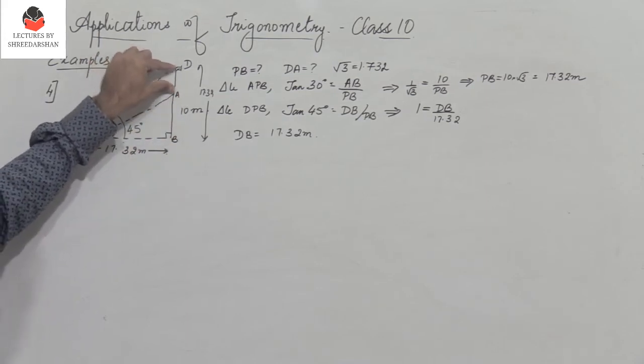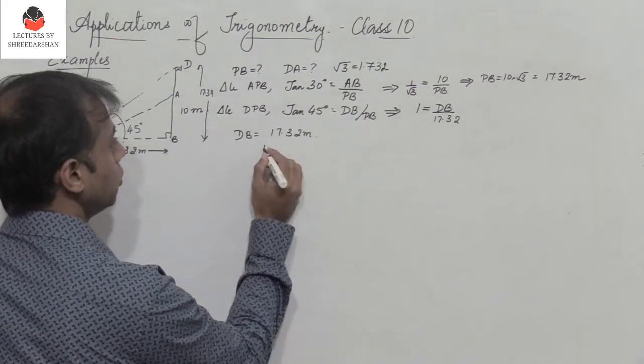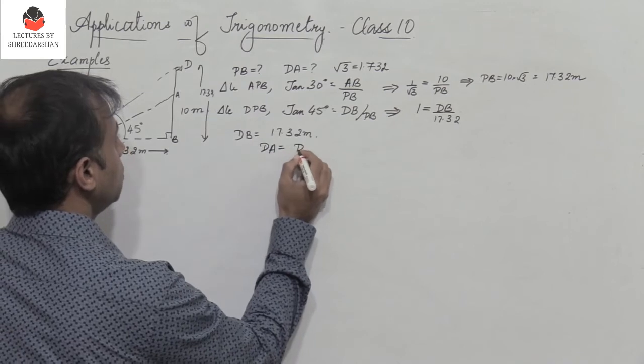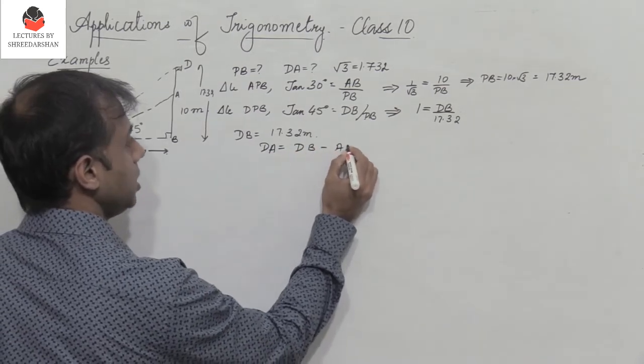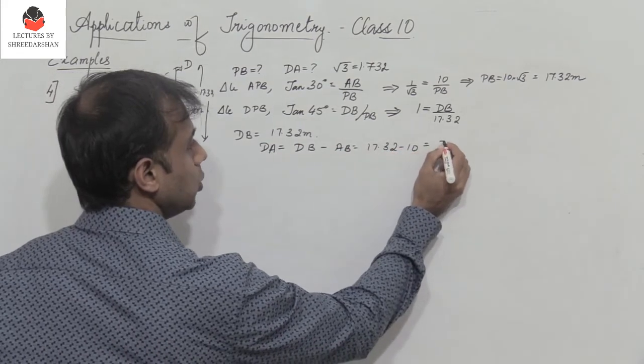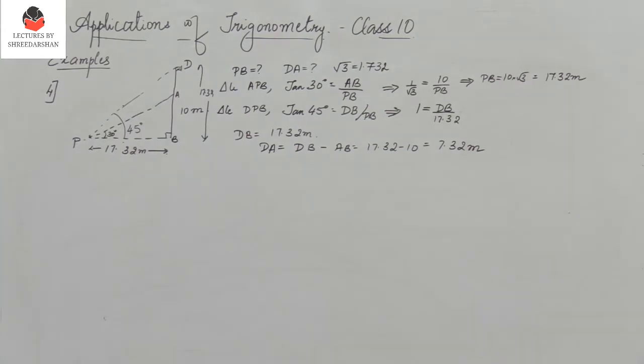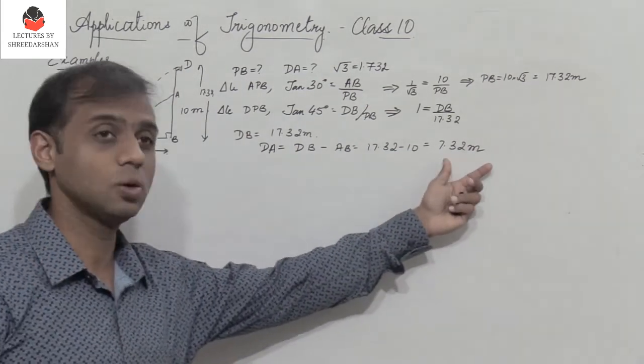So now to find the height of the flag post alone, what should I do? I need to subtract 10 from this. So therefore, I need to find DA, which is DB minus AB. So which is 17.32 minus 10, which gives me 7.32 meters. Okay, so this happens to be the height of the flag post.